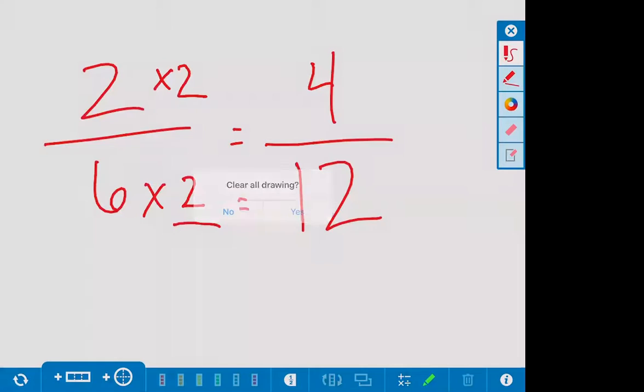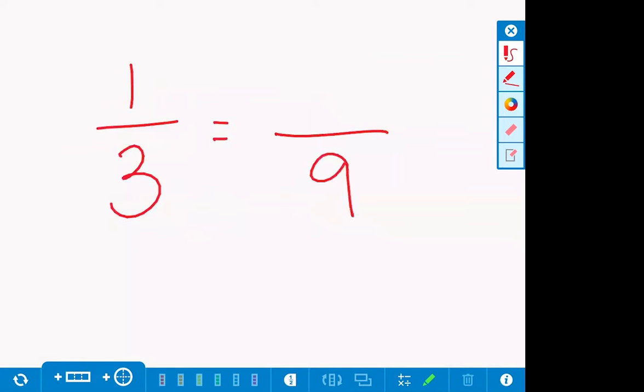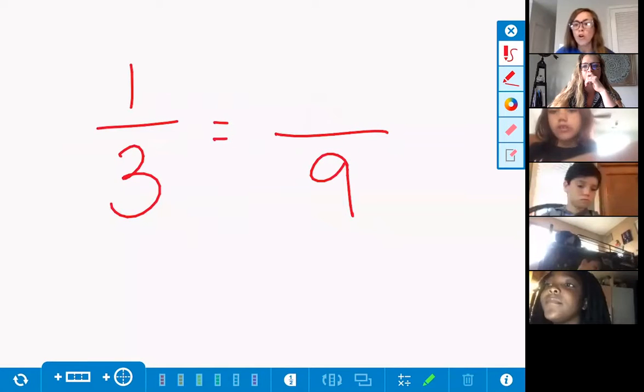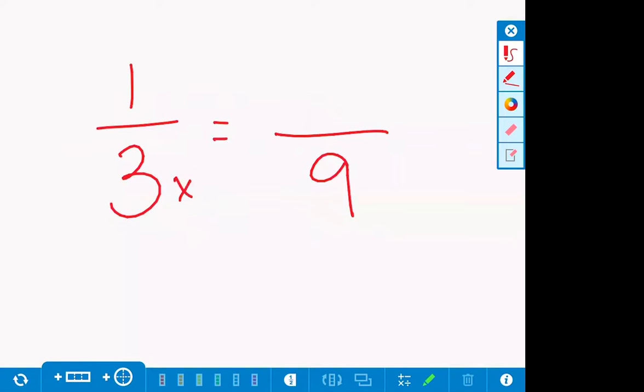Let's try another one. What if we have 1/3 is equivalent to how many 9ths? So 3 times what number gives you 9? What number gives you 9? Jamar? 3. Excellent. 3 times 3 equals 9.